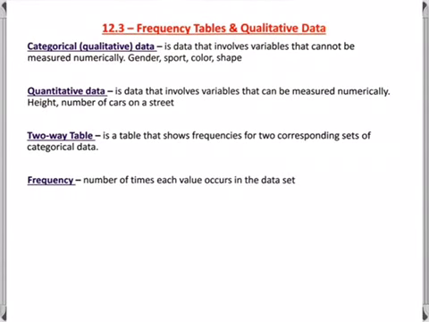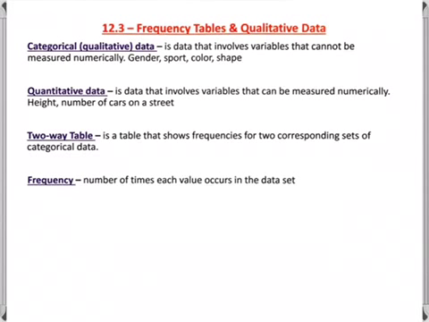Section 12.3, Frequency Tables and Qualitative Data. Categorical or qualitative data is data that involves variables that cannot be measured numerically, things like gender, sport, color, or shape. Quantitative data, on the other hand, is data that involves variables that can be measured numerically. So height, number of cars on the street, and so on.